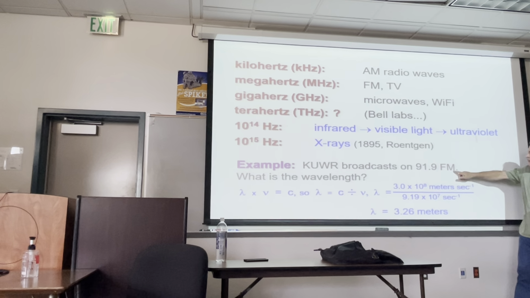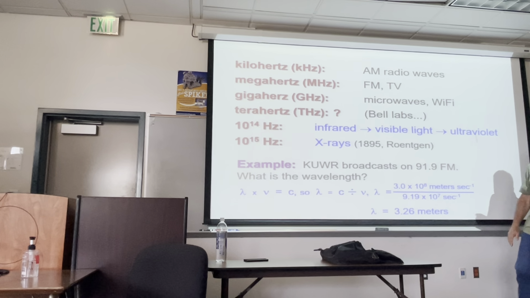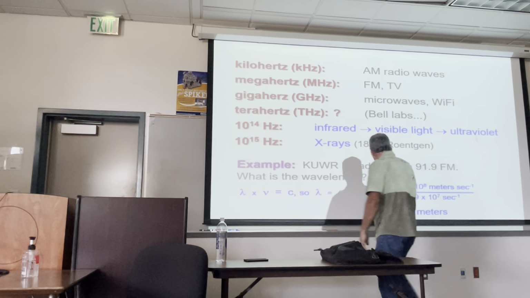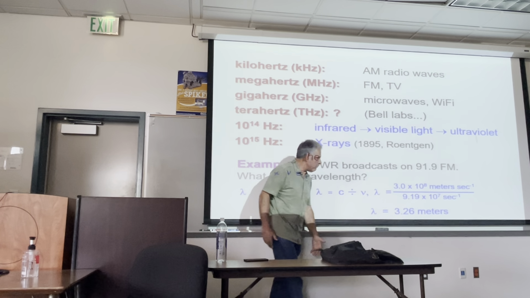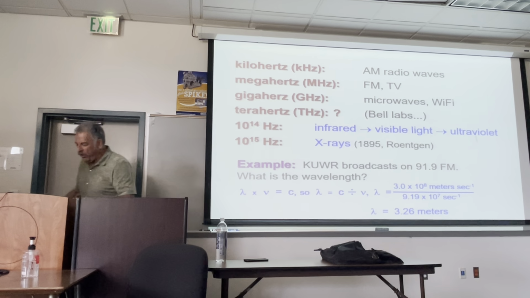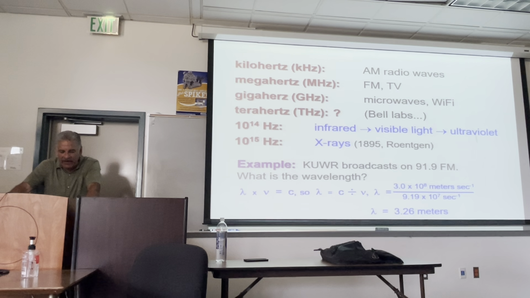This is frequency modulation, which means as you send the signal, we modulate the frequency, which means we change the frequency. AM is amplitude modulation, which means we change the height of the wave, the amplitude. This is the frequency. So when we do that math, we solve for lambda, which is the wavelength, and we get 3.26 meters. Pretty straightforward. You just plug in wavelength, frequency, and speed of light. If you have two, you can always solve for one.